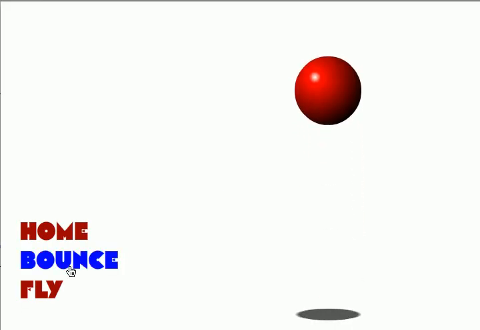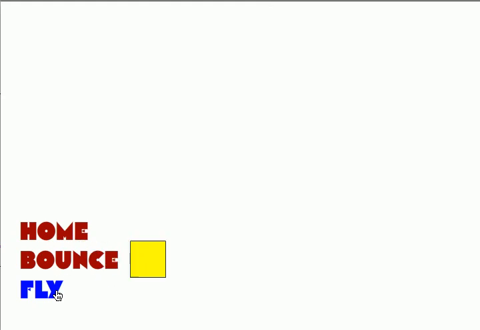There's our bouncing ball. Here's our flying, spinning object. The spinner is being carried by the flyer. Next, we'll add some start and stop buttons to control the motion of these pieces.